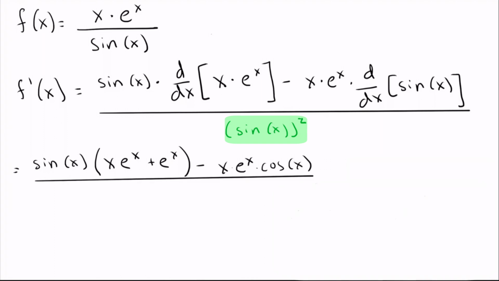And all on the bottom there, we've still just got the sine squared. Note that you can write it with the square outside the parenthesis there. I don't really like having so many extra parentheses, so I'll write it on the inside. That's exactly the same thing. And then at that point, you're done.